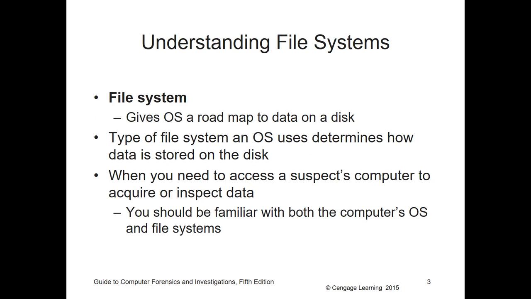Let's talk about file systems. Typically, a file system can be thought of as a roadmap to the data on a disk. The type of file system that an OS uses determines how the data is stored on that disk and how to access it. So when we're needing to access data on a suspect's computer to acquire or to inspect the data, we have to understand the file system so we know how to obtain that data.